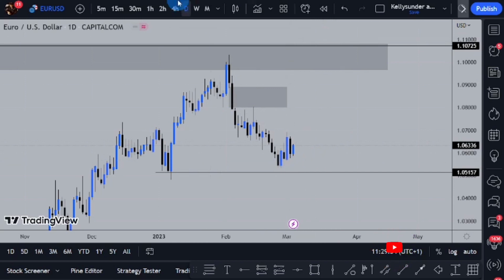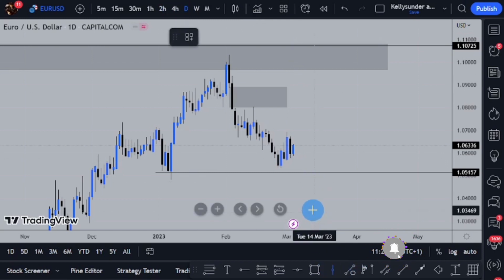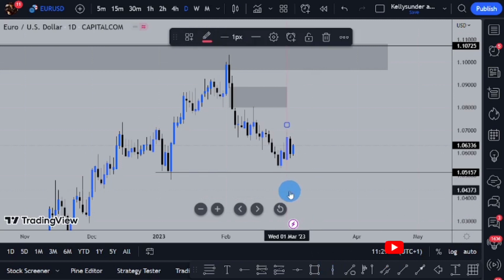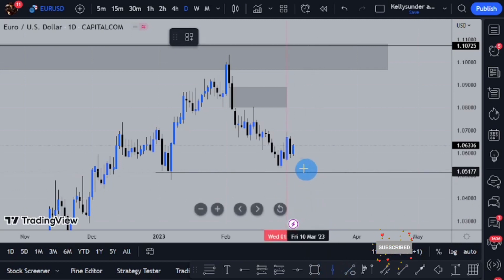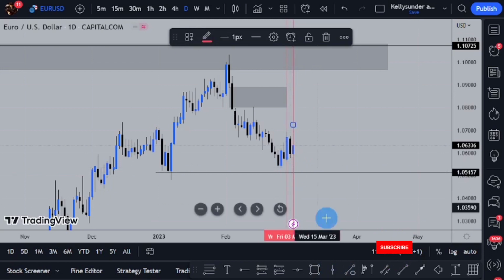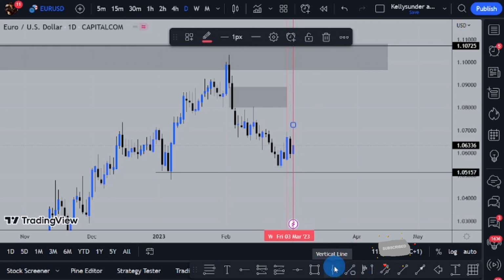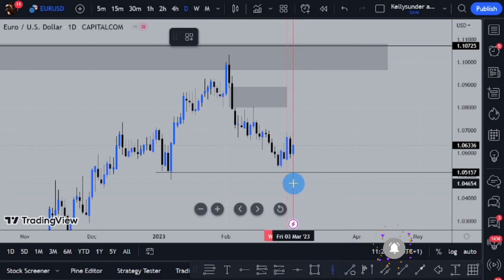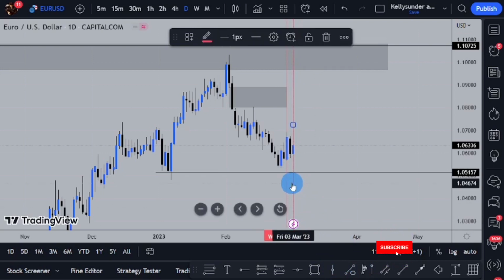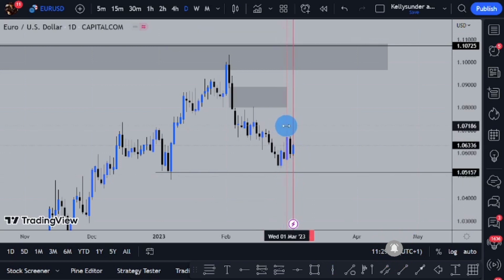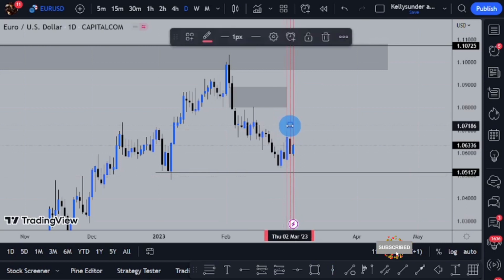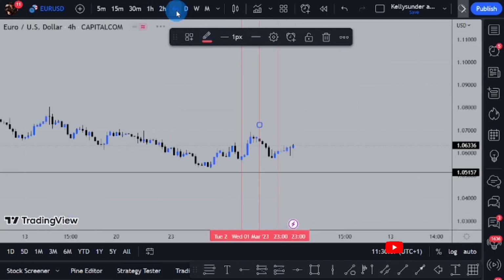Let me use the vertical line first so that you will understand what I'm trying to say. This is the 1st of March. So this is Thursday, Friday, I guess. This trade was a Thursday trade. I took it on Thursday. So let's move to the 4 hour time frame. Going to the 4 hour time frame right here.